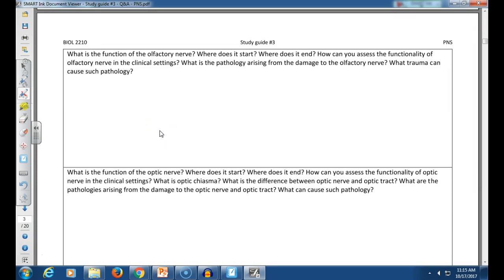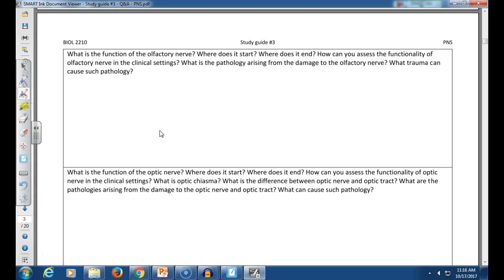Functionally, understand what they do. You're going to get questions about it. Which nerve is responsible for chewing? Trigeminal. Okay, mandibular branch of trigeminal. Which nerve is responsible for hearing? Vestibulocochlear. Or you may get a question: you have a guy who doesn't sense any smells. Which nerve is damaged? Olfactory. Does that make sense? Okay.